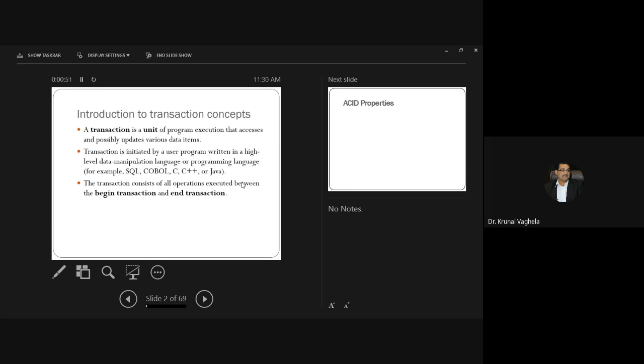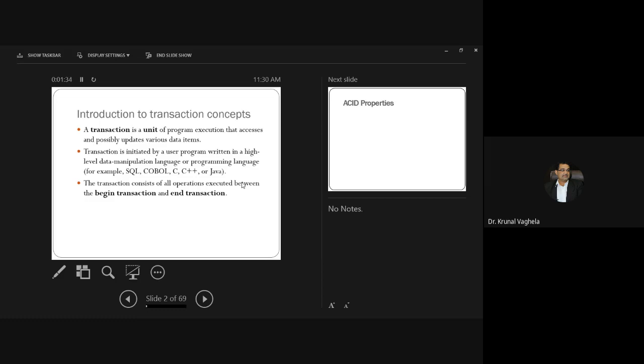A transaction is initiated by a user program written in a higher level language or programming language like SQL, COBOL, C++, Java, any language, it doesn't matter. The program can be written in any language. In our laboratories, we are using SQL. The transaction consists of all the operations executed between begin transaction and end transaction. We'll see these begin and end in detail.